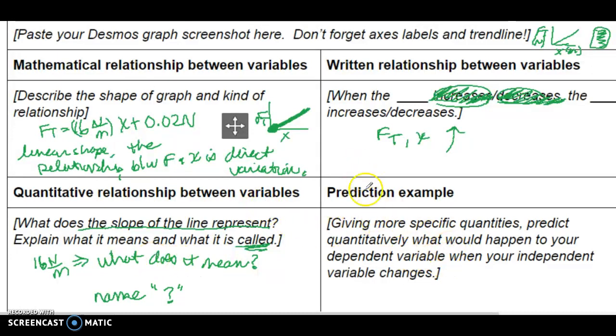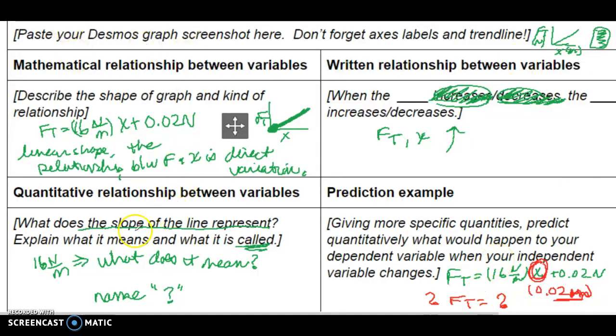And then the prediction example, right? The purpose of writing an equation is so that you can use it to find out other values that you do not know. So you're going to start with your equation. And for the prediction example, you're going to choose a spring stretch. So I'll just pick one, whatever, 0.02 meters. Then you're going to solve and find out how much force that would have taken. In order to stretch the spring by a certain amount that you choose, what force would be required? So that's what's going to go there.